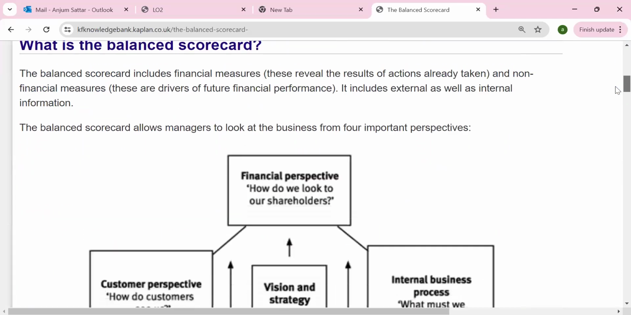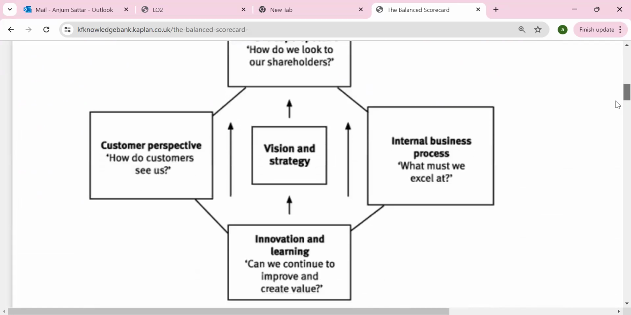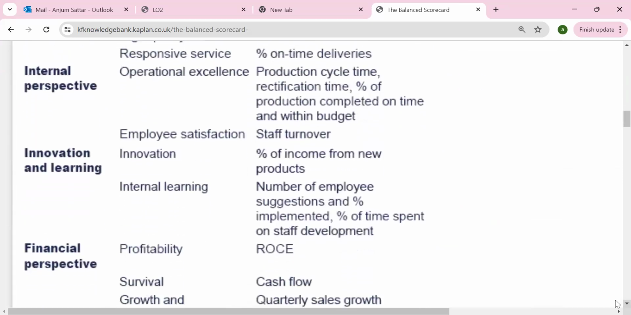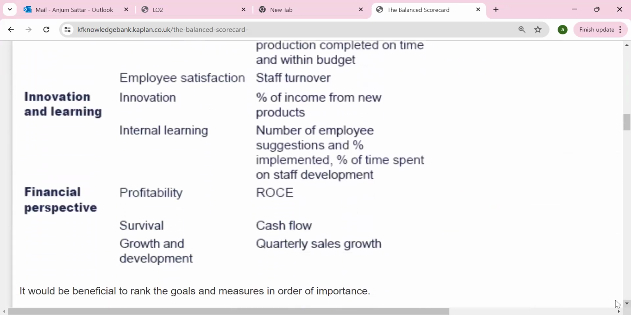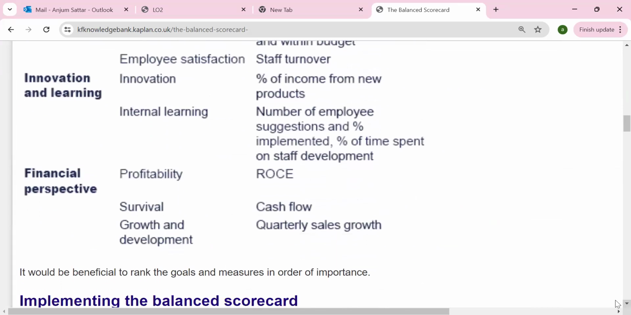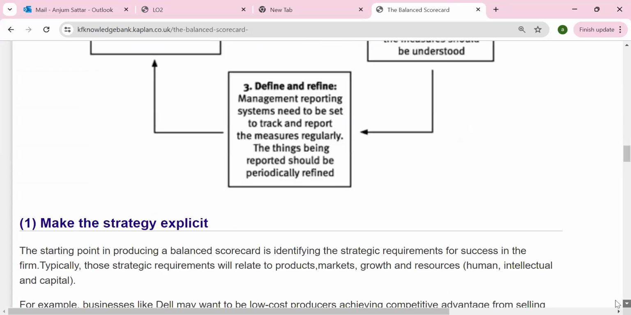What is the balanced scorecard? It covers the financial perspective, internal control, innovation, and customer perspective. When we say customer perspective, customers want lower cost, and you can measure it as the benchmark cost versus the competitor cost, zero defects, high quality. When you look at internal control: operational excellence, production cycle time. For innovation: the percentage of income from new products, internal learning. And for the financial perspective: return on capital employed, and various others.